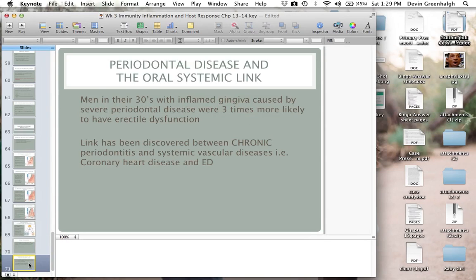Periodontal disease has a big link to systemic disease. Men in their 30s with inflamed gingiva caused by severe periodontal disease were 3 times more likely to have erectile dysfunction, and chronic periodontitis and systemic vascular diseases like ED and coronary heart diseases are also linked. So there you go.